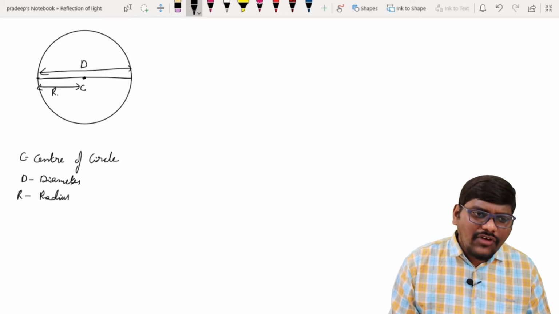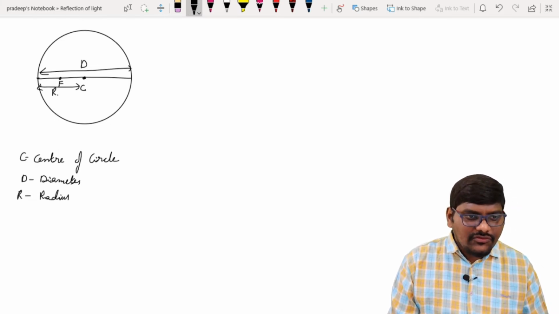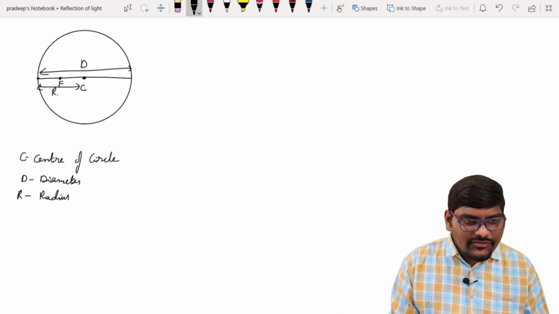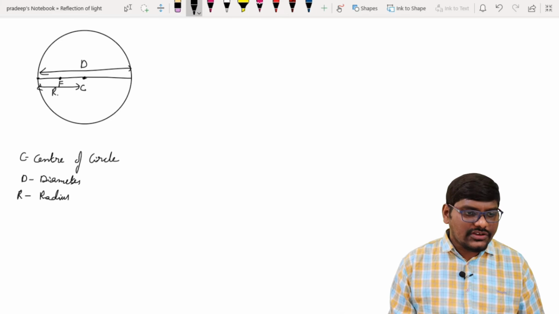Again, half of this R is the focus. From this end point of the circle to the midpoint of this radius, that is one focus. Again, from this focus point to the center of curvature, there is one more focus. Got it? So F is focus.